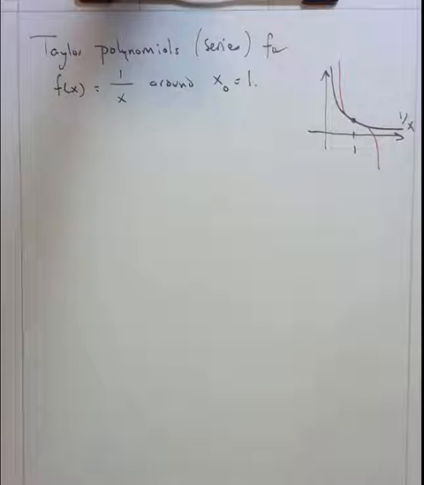Let's build some Taylor polynomials and a Taylor series ultimately for a given function around a given point. For the understanding of this, the function and the point that we're working with is sort of irrelevant, but we happen to be working with the function 1 over x, and we're going to establish Taylor polynomials and a Taylor series for that function around x equals 1.